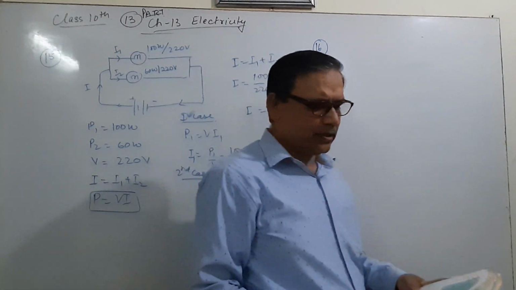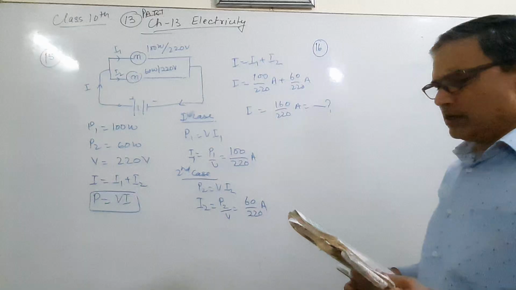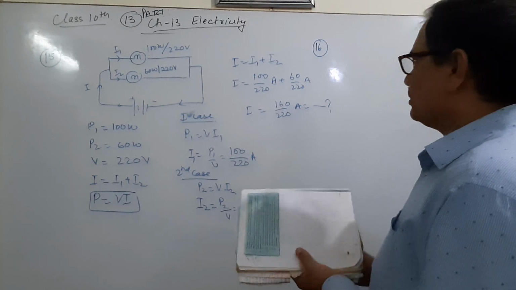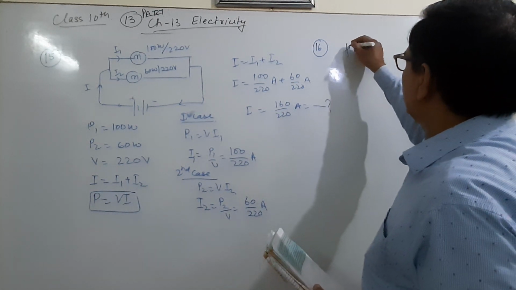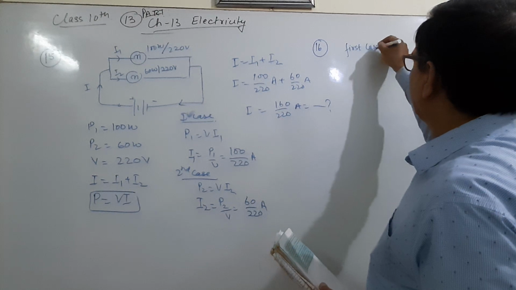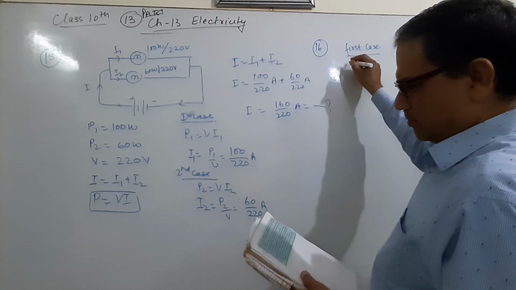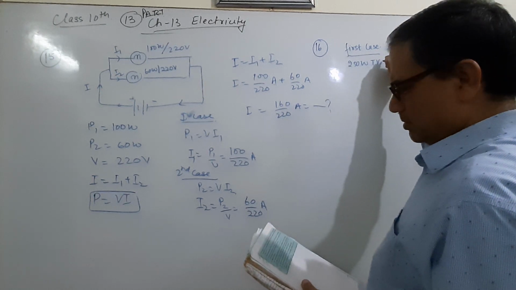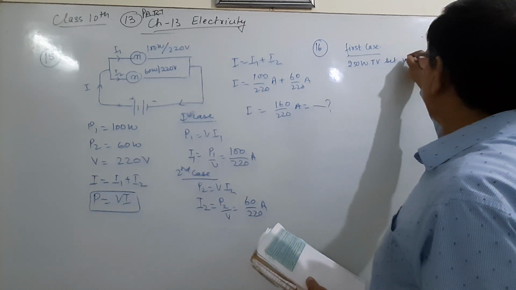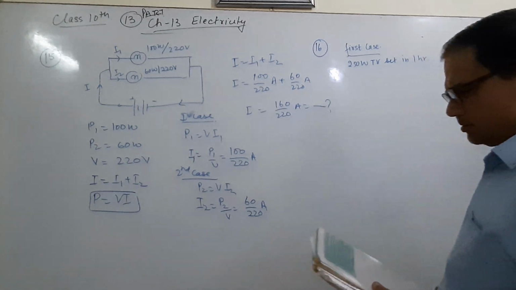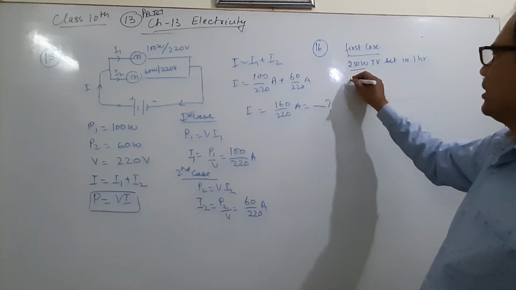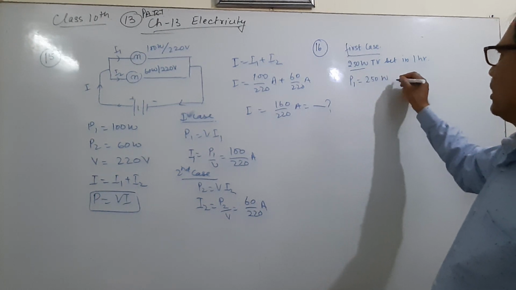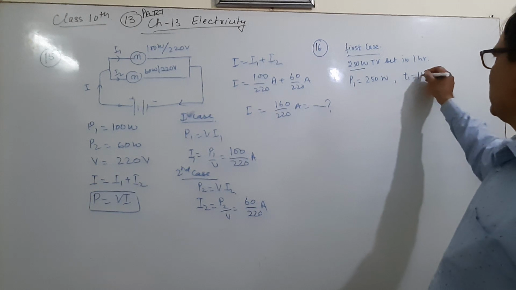Which uses more energy? We know energy is equal to power into time. First case, 250 watt TV set in 1 hour. First, this is your rated power. P1 is equal to 250 watt and T1 is equal to 1 hour.